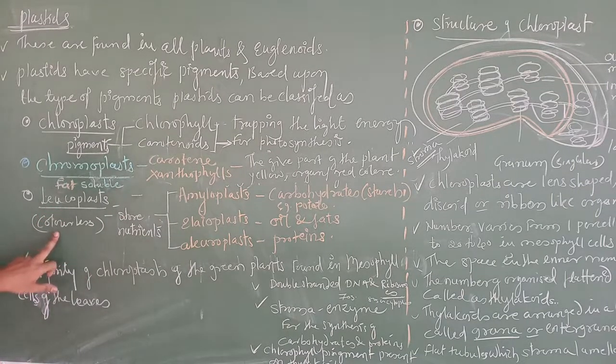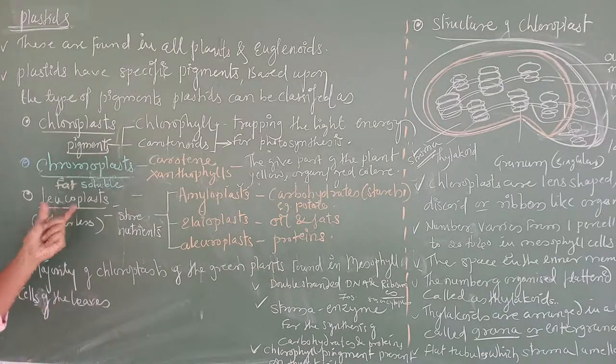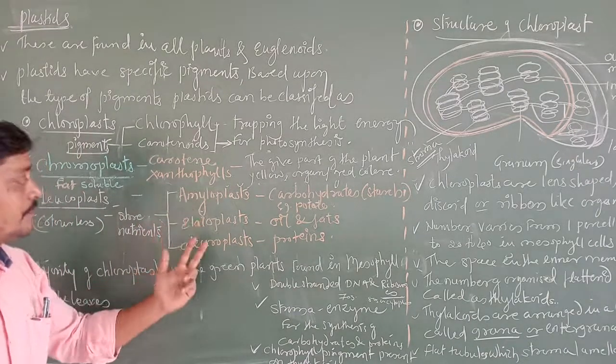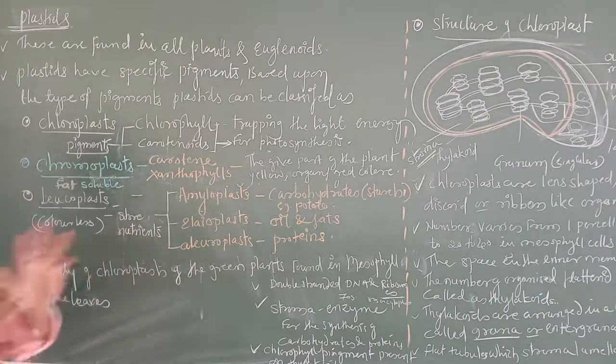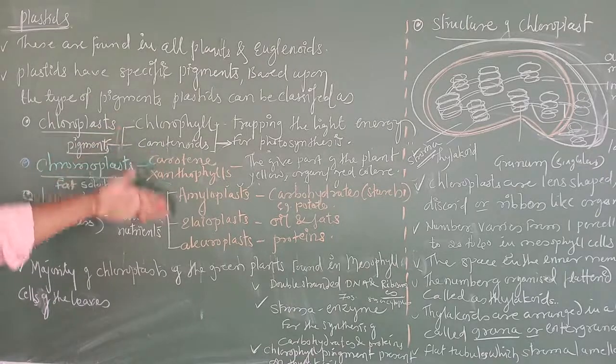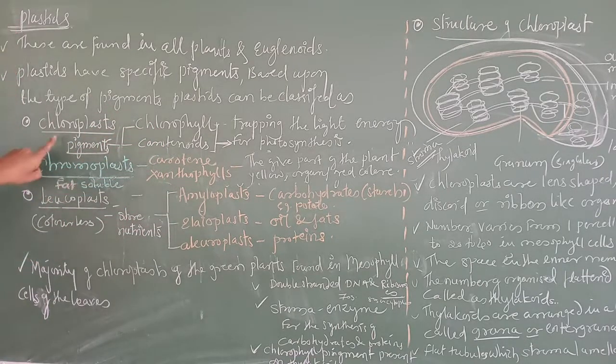And next one is leucoplast. Leucoplasts are the plastids which are colorless, and these are meant for the storage of nutrients. The different types present in the leucoplasts are amyloplasts, elaioplasts and aleuroplasts. Now these are the pigments and plastid types which are specifically present in chloroplast, chromoplast and leucoplast.